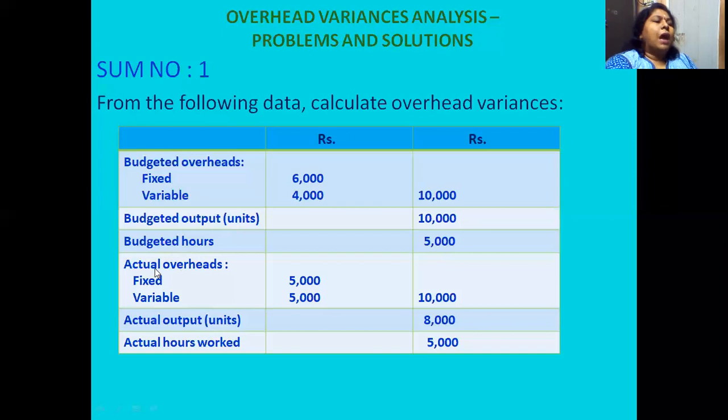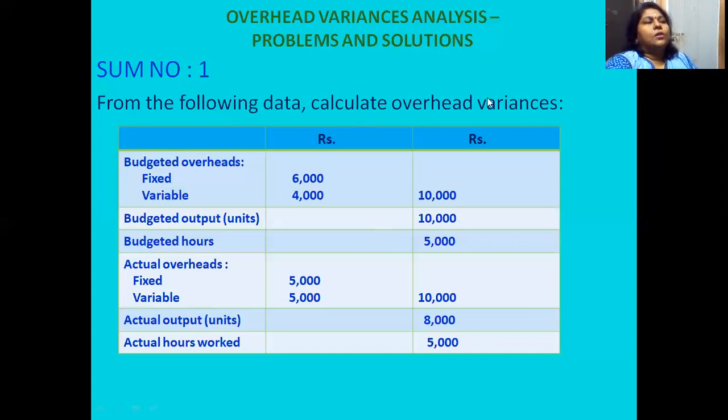The same way, we have information about the actual overheads. The actual overheads, again, it is split into two. What is a fixed actual overheads and variable actual overheads? The summation was given. And what is the actual output in units? That is 8,000 units. And actual hours worked is also given, that is 5,000 hours. This is the problem. The question is calculate overhead variances.